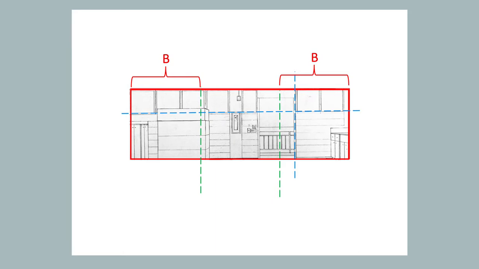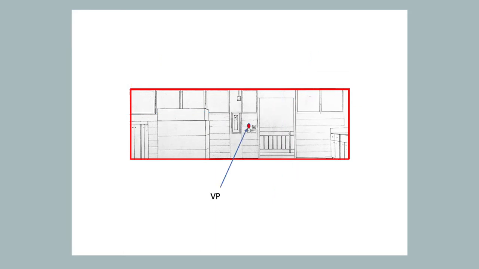I don't want you just to guess it. And then from there, I want you to determine where your vanishing point is. And that's going to be straight ahead. So if you're sitting to the side, it's got to be over here. If you're sitting over here, it'll be there. And then you have to determine the height.